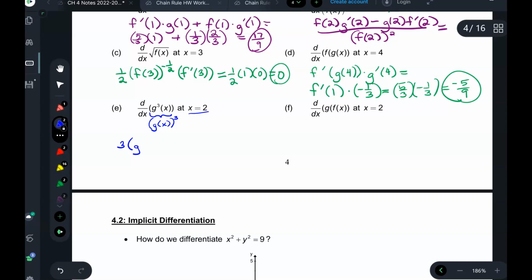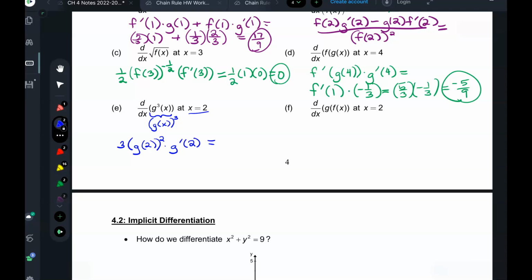This time I've got g of 2 to the second power, right? Move the 3 to the front, keep the inside the same, take 1 away. Don't forget that next step for chain rule, times the g prime of 2. Okay, and what's that give us? What is it? 3 times negative 1/2 squared and negative 4?